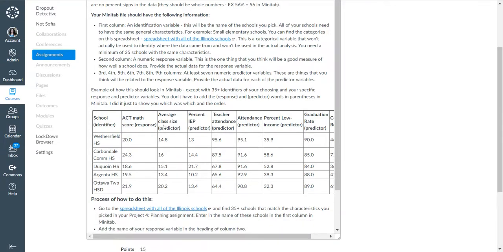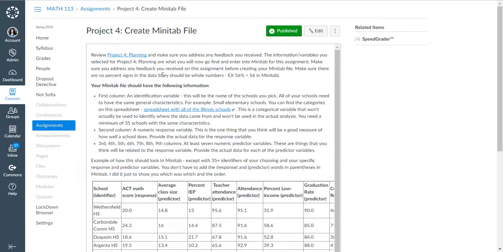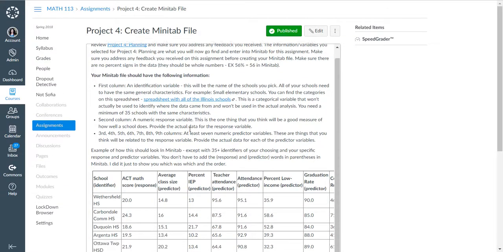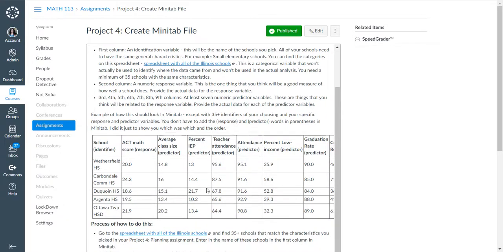Moving on, this week you get to actually make your Minitab file. You can create the Minitab file based on that project for planning. So this is where you're basically going to have something that looks like this. You'll have your school, your identifier. You'll have 35 of those. You'll have one response variable. So only one response variable.